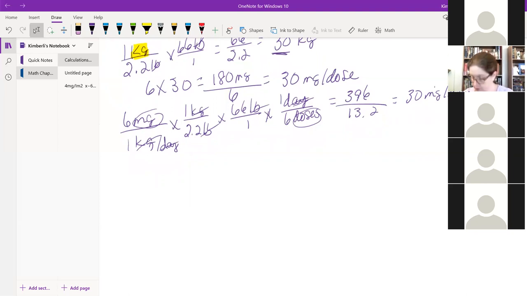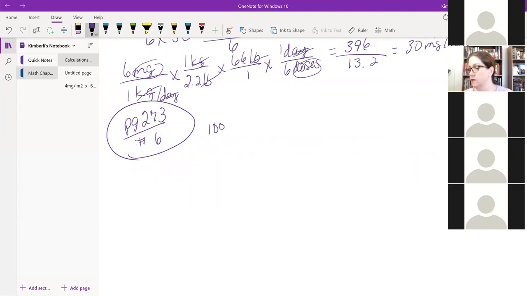So if we're looking at this one, here are our pieces of information: 100 pounds, which of course we're probably going to convert to what? To kilograms. 3 milligrams per kilogram per dose every 8 hours. And then the medication available is 105 milligrams per 5 mLs. Okay. So what strength of medication should be given to this patient every 8 hours? So let's figure out their kilograms first. So they weigh 100 pounds.